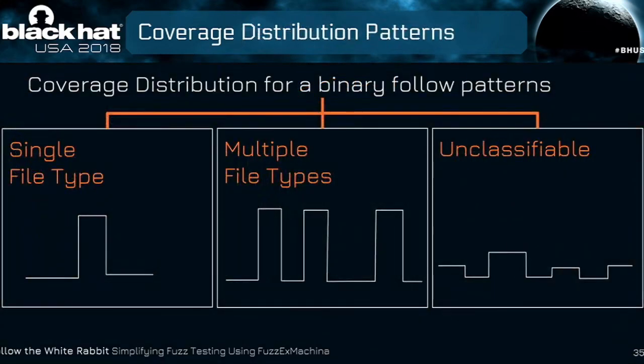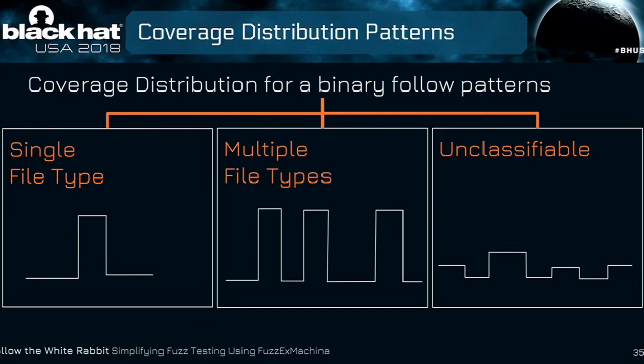While we were developing FExM, we identified 3 sort of stereotypical coverage patterns. One is where the binary processes a single file type. That's the one on the left, where you just have one peak. So it's pretty obvious that we have one right file type. Then there's another more or less obvious case where the binary processes multiple file types, and we just have multiple peaks. So that would be the case for an image parser, which can parse JPEG as well as PNG files.